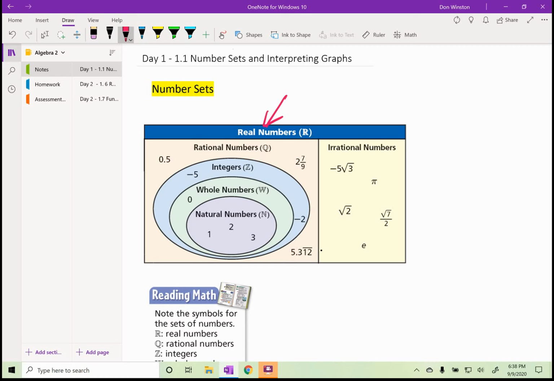The real numbers. The real numbers are made up of two subsets of numbers, the rational, we like to say the well-behaved numbers, and the irrational numbers. So let's take a look at the subsets of rational numbers.